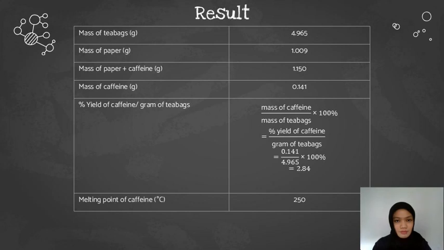Using the formula of mass of caffeine divided by mass of tea bags and multiplied by 100%, the percent yield of caffeine per gram of tea bags was 2.84%. Lastly, at the end of the experiment, the melting point of the caffeine that we obtained was 250 degrees Celsius.